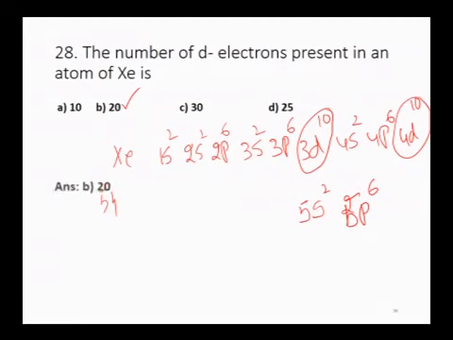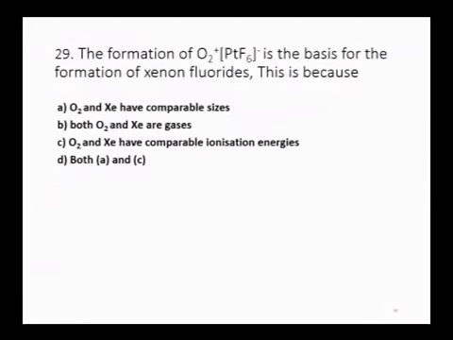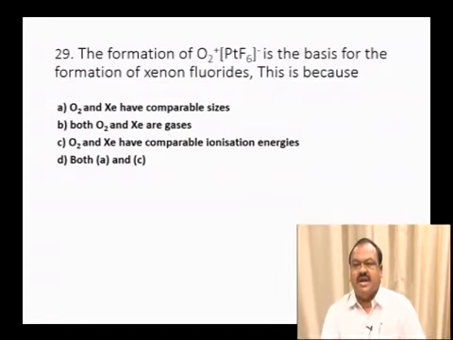Next, the formation of oxygen hexafluoroplatinate. This is the first compound prepared by Neil Bartlett with xenon, on the basis of which xenon fluorides were formed. Option A: oxygen and xenon have comparable sizes. It is true. Option B: both oxygen and xenon are gases. Not so correct.